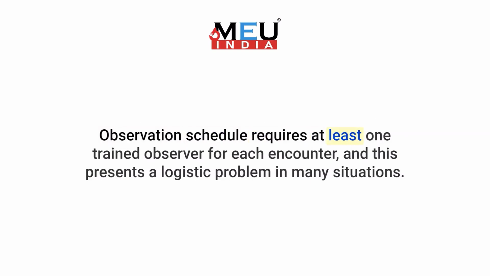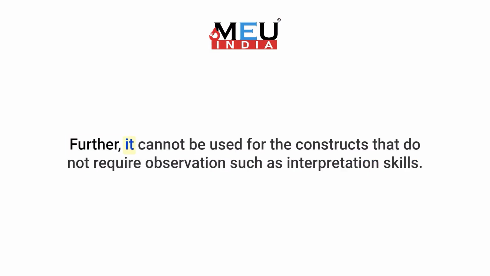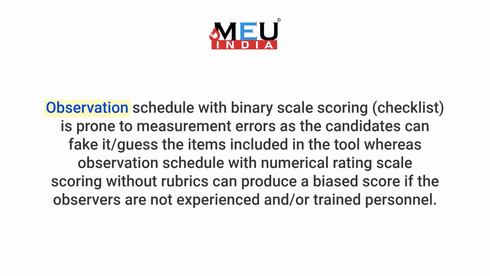Observation schedule requires at least one trained observer for each encounter, and this presents a logistic problem in many situations. Further, it cannot be used for the constructs that do not require observation, such as interpretation skills. Observation schedule with binary scale scoring is prone to measurement errors as the candidates can fake it or guess the items included in the tool, whereas observation schedule with numerical rating scale scoring without rubrics can produce a biased score if the observers are not experienced and or trained personnel.